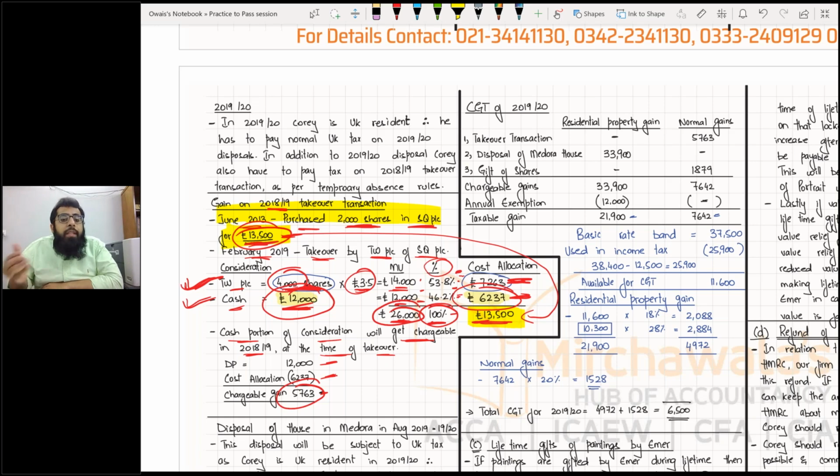What is DP? DP is disposal proceeds. You got cash of 12,000, so the cash proceeds are 12,000. The cost allocated to the cash portion is 6,237. So the cash portion gain which will get chargeable is 5,763. Paper for paper takeover rules: share for share exchange, no gain, no loss. Cash for shares, the cash portion gets chargeable.